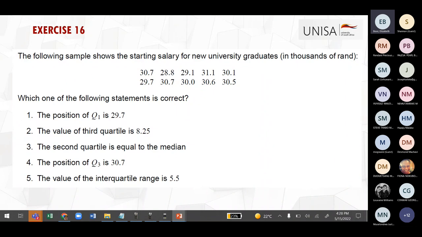13.3. I'm not going to ask you to do the quartiles because it will take us forever, but you also get the understanding. You need to arrange the data first and find the quartile positions before you calculate the values. Remember that the second quartile is the same as the median. I already gave you the answer there. You need to calculate the position of quartile 3 and the interquartile range. How do we calculate the interquartile range? It's quartile 3 value minus quartile 1 value, not position. Don't use these positions. You must find the values themselves.